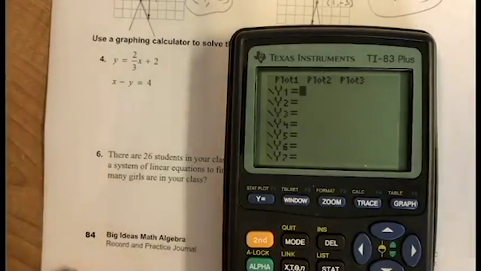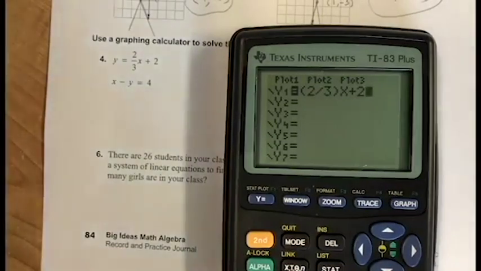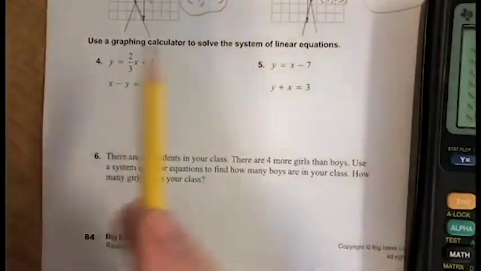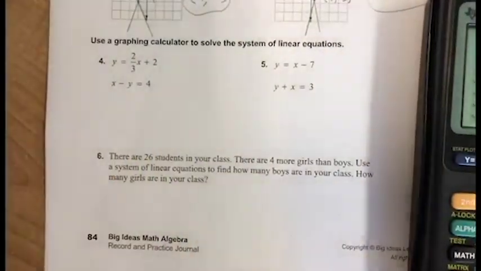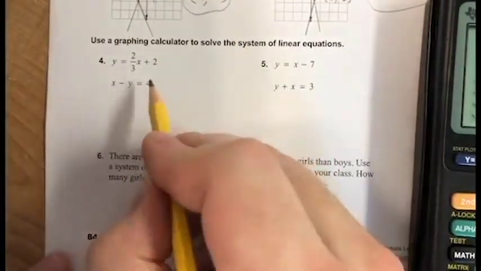So it's got 2/3 x. So notice what I'm going to do. I'm going to put that 2/3 in parentheses by saying parentheses 2 divided by 3, then my x button plus 2. So I've got the first one in. So y is equal to 2/3 x plus 2. Now I need to put this one in, but here's the problem. It's not in slope-intercept form, so I need to make it happen.